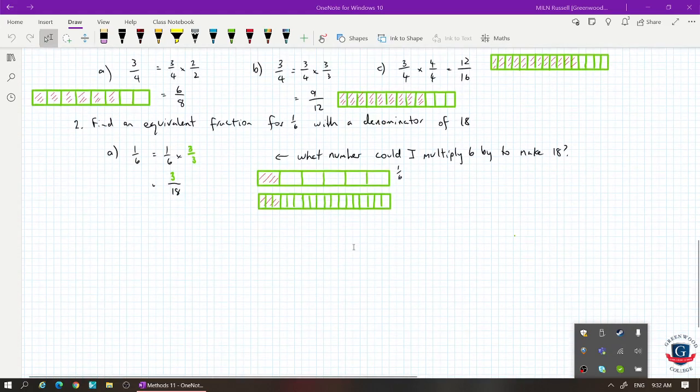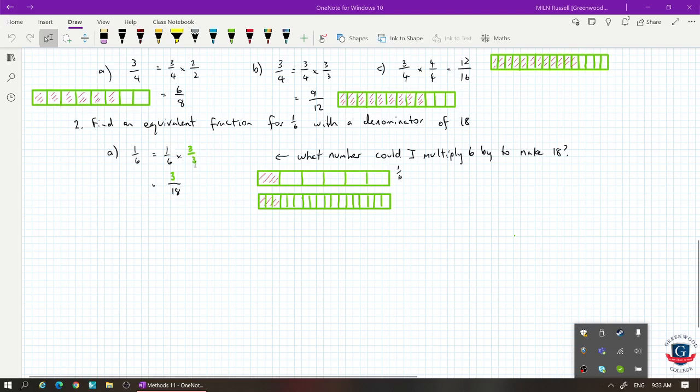What if we wanted to work a little bit backwards? So this time we're looking for an equivalent fraction for a sixth that would have a denominator of 18. So I want the number on the bottom to be 18. I have to think about, well, what number do I have to multiply 6 by to make 18? And in this case it's 3.